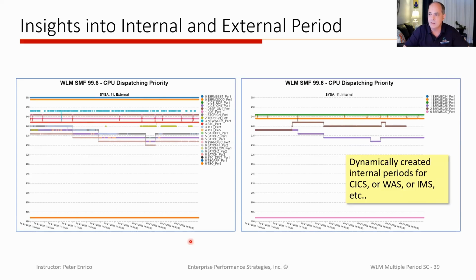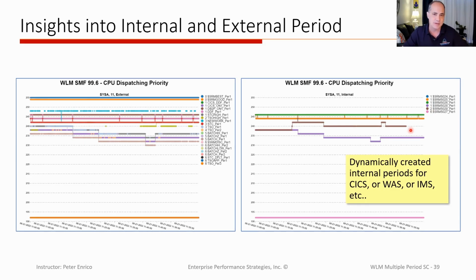Here's an example of, again, looking at CPU dispatching priority, but what I'm actually looking at here is two sets of CPU dispatching priorities. On the left here, we're looking at 1 hour, from 11 o'clock to noon, of the CPU dispatching priorities of my workloads that I've defined. On the right-hand side here is, for the same exact period of time and the same exact system, the internal periods and what their dispatching priority is. And we can also get the service consumption by these. These internal periods contain address spaces. They wouldn't exist really if they didn't contain address spaces.